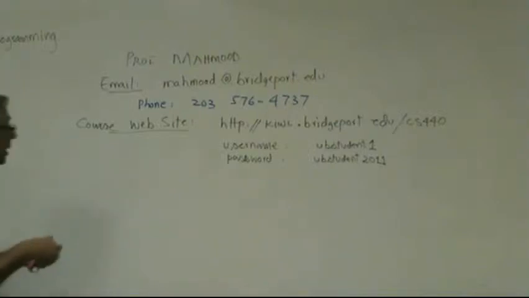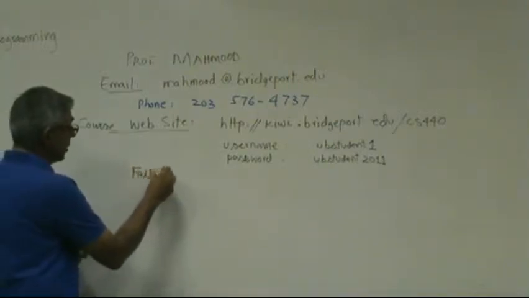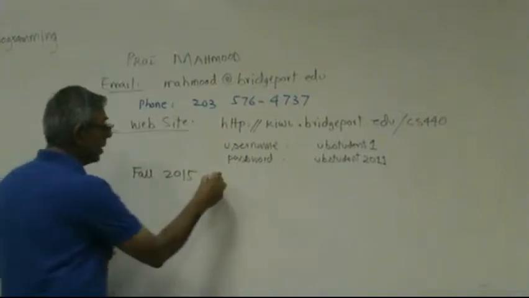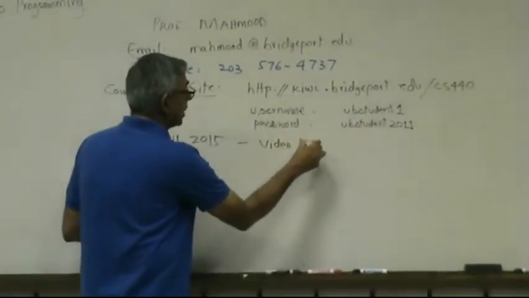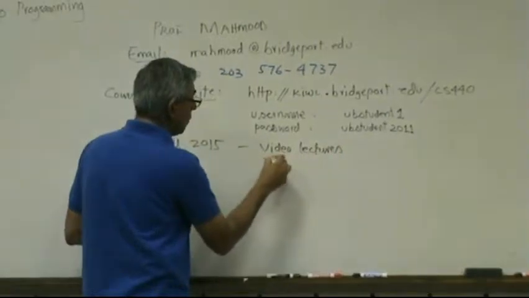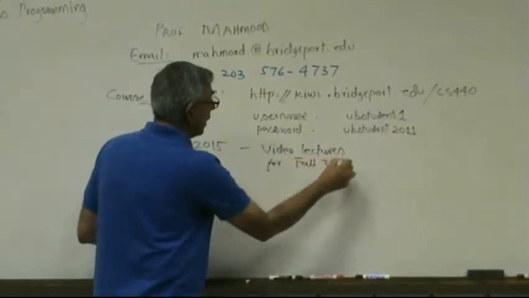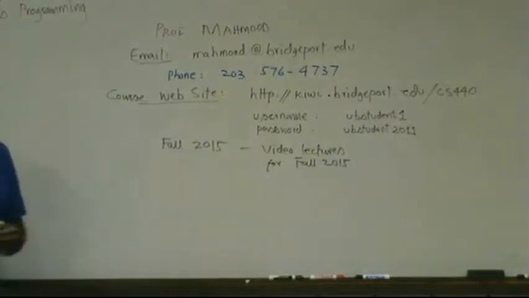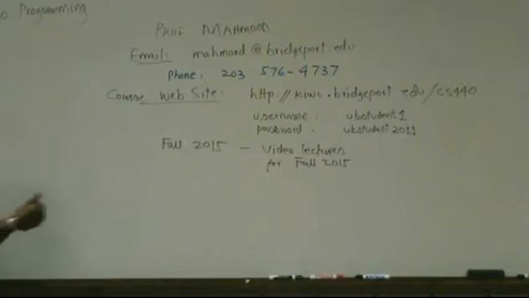This year it's fall 2015, so I'll be creating a link, for example, video lectures for fall 2015. There are two ways you can get the video of a lecture. You right-click on the link, save target as, and copy the video on your own machine. But because the number of students is large and all my classes are videotaped, downloading it from the server may be too slow.